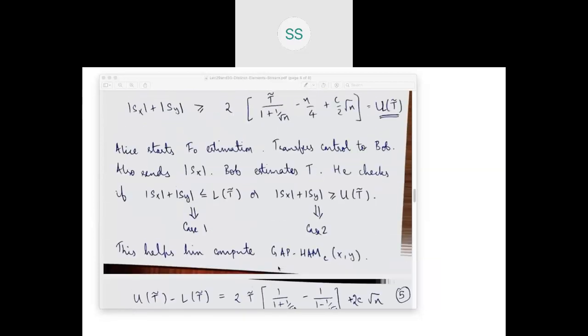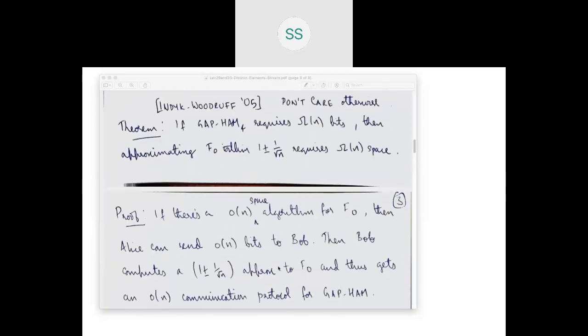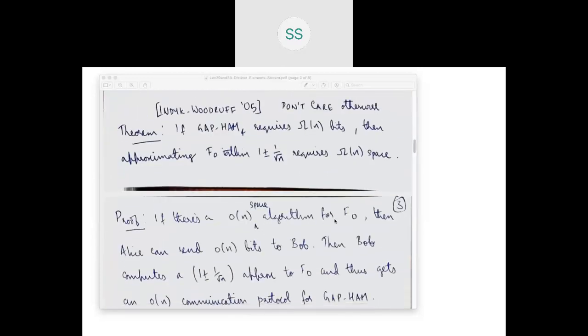So again, just to summarize, if there is a sublinear space algorithm for f0, that gives us a sublinear space algorithm for gap Hamming, because the statement that we want to show is that there is no sublinear space randomized algorithm that computes this within an error. So if there is a sublinear space randomized algorithm, that will also give a sublinear complexity randomized protocol for gap Hamming.